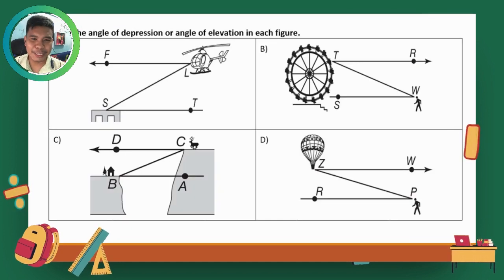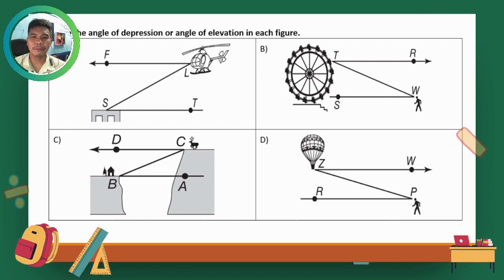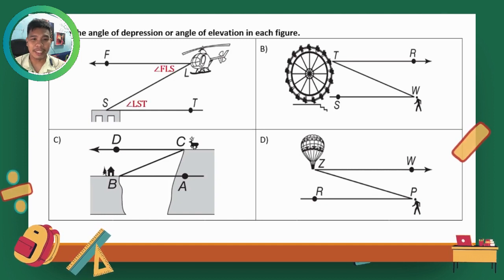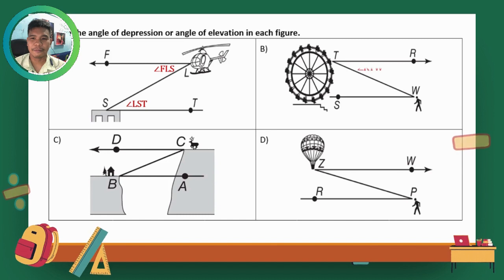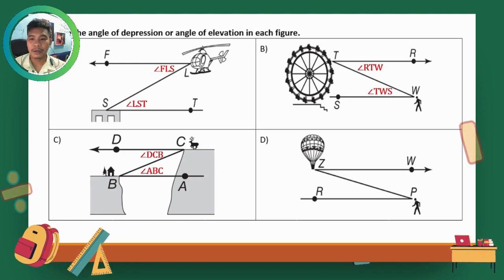Let us now consider the figure or the illustration below. We are asked to name the angle of depression or angle of elevation in each figure. We have angle FLS, angle LST. For letter B, we have angle RTW and angle TWS. For illustration C, we have angle DCB and angle ABC. For illustration D, we have angle WZP and angle ZPR.